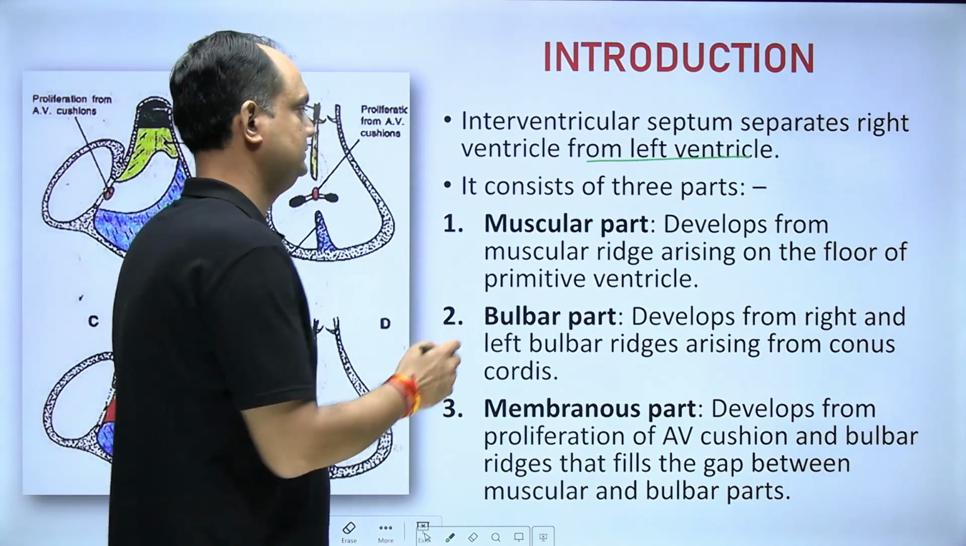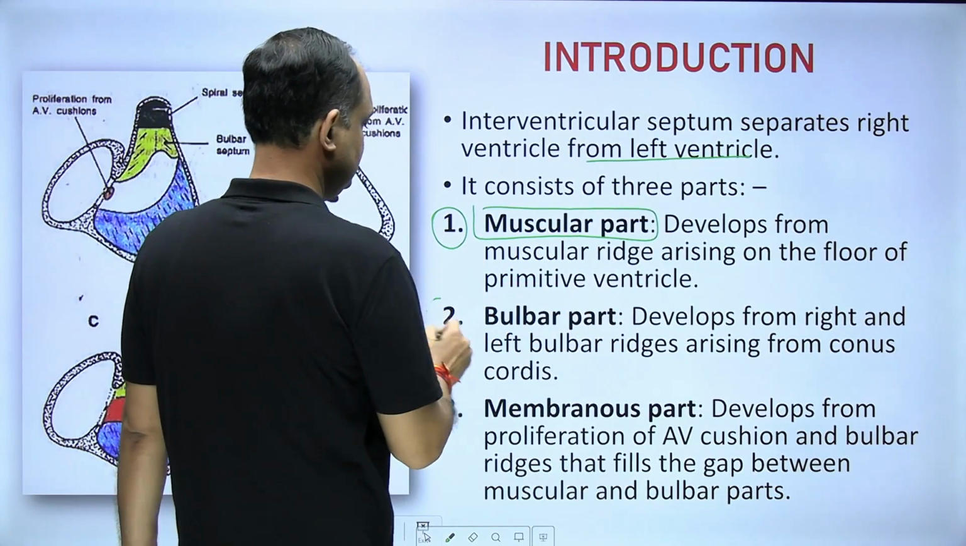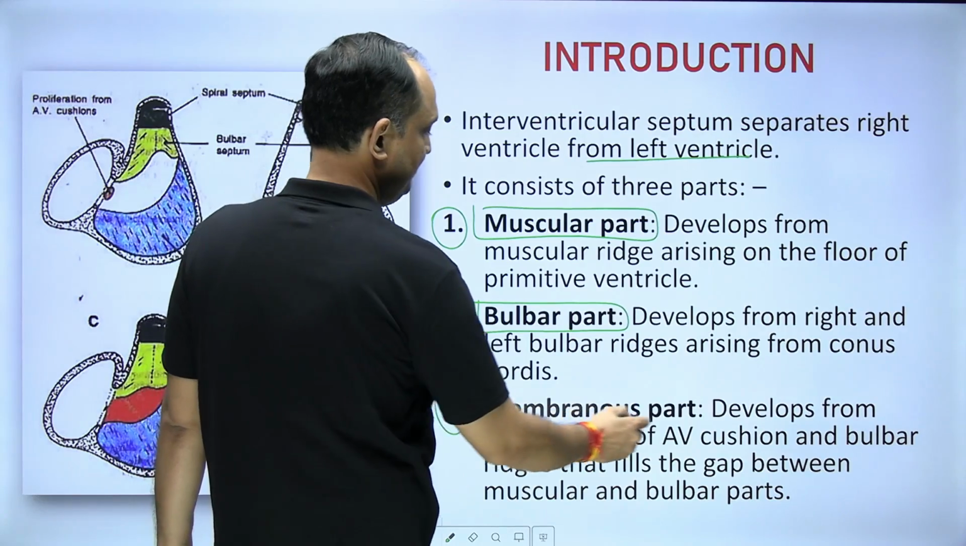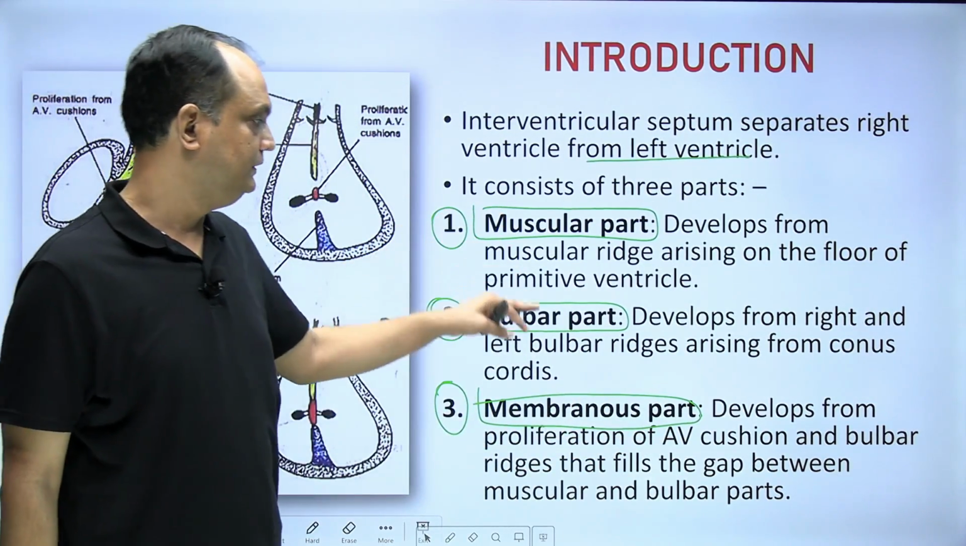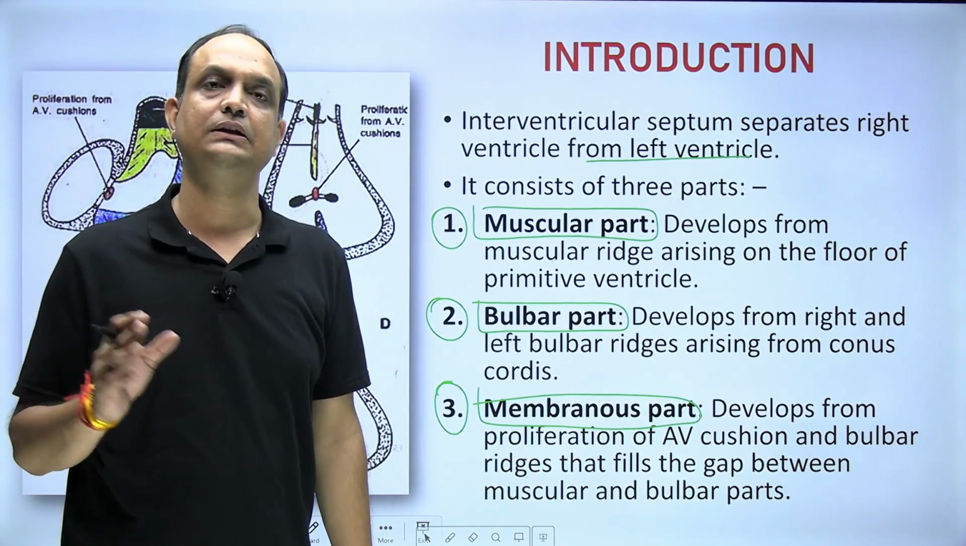Now dear students, whenever you read about the parts of the interventricular septum, it is divided into three parts. The first part is known as the muscular part, the second part is known as the bulbar part, and the third part is known as the membranous part. These three parts come from three different sources in the heart tube.